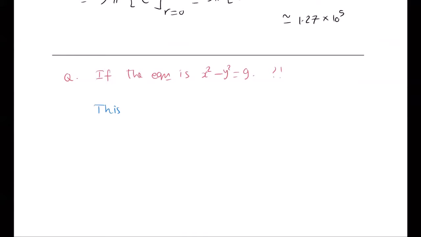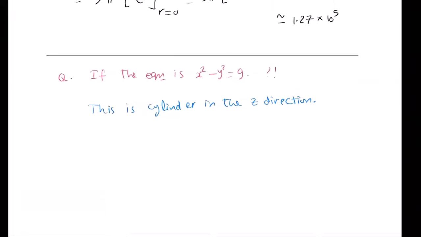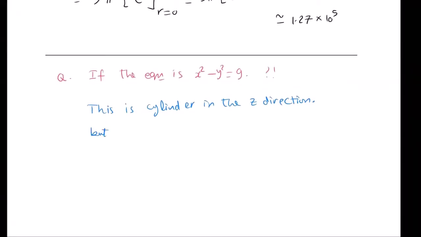This is a cylinder in the z direction, meaning z is its axis. The z axis is the axis of this cylinder, but the base is not circular anymore. This sign makes it not a circular cylinder. It's a hyperbola. The base is not a circle anymore. What is it?